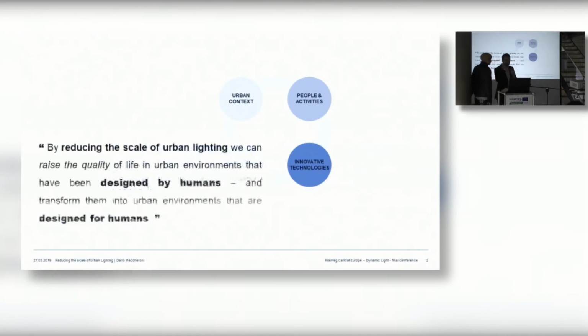So just to summarize, I want to say that by reducing the scale of urban lighting, we can raise the quality of life in urban environments that have been designed by humans and that have to be designed for humans. This is what I want to say.